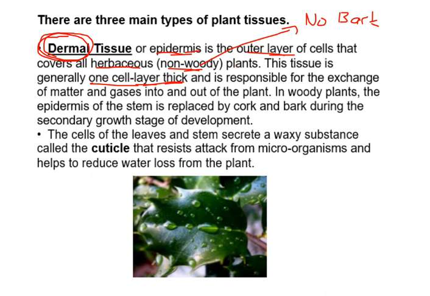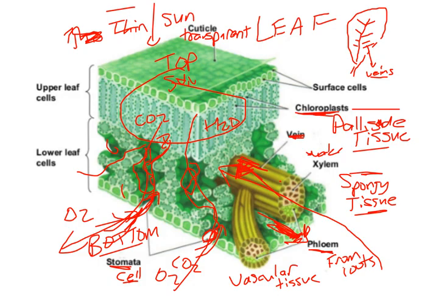That's it, 1 cell thick. And it's also responsible for getting gas into and out of the plant. Now, I want to go back a second to my picture, and I'm going to erase all the stuff I drew on this picture because I kind of need to get rid of all the mess here.